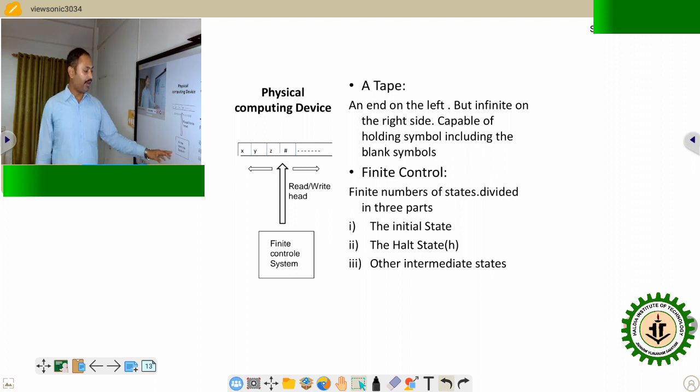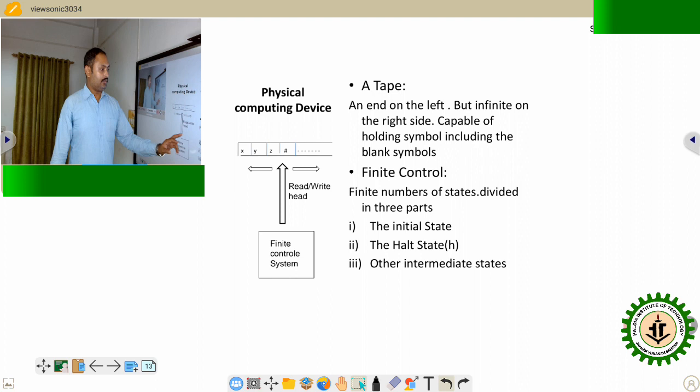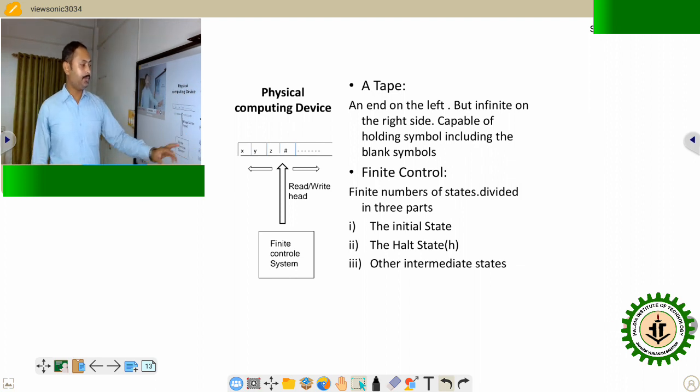What is the purpose of the finite control system? After accepting an input symbol, it changes the state. It will go from the current state to the next state. The finite control has a number of states which are divided into parts. It has an initial state and a halt state. It has no final state. The state which is known as the halt state lets us halt the Turing machine.